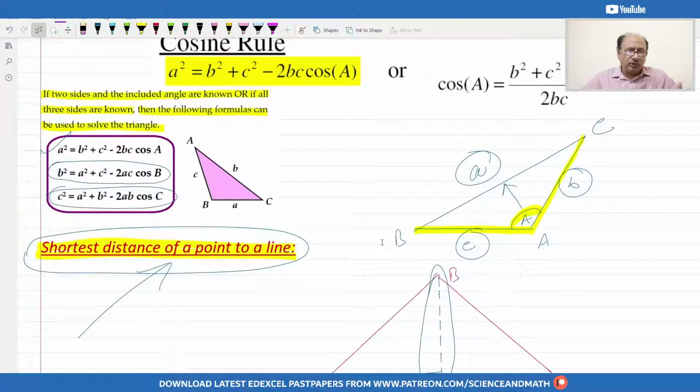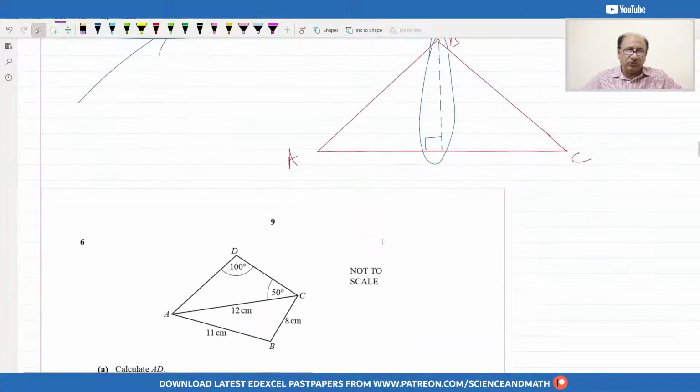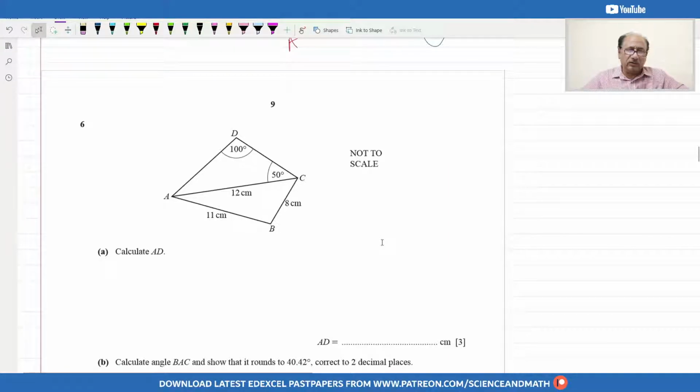Bearing is also part of trigonometry, but I will be dealing with bearing separately because a comprehensive, detailed explanation is required for that topic. So we'll be doing that in the next incoming live stream. Today's live stream is starting from here.